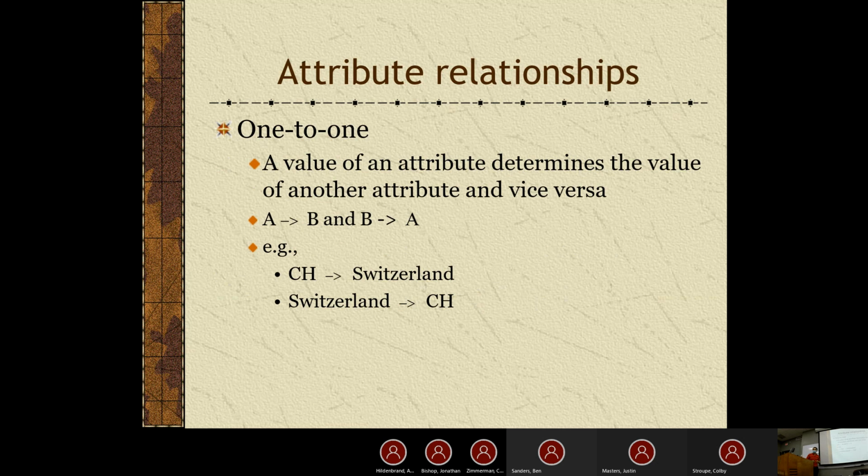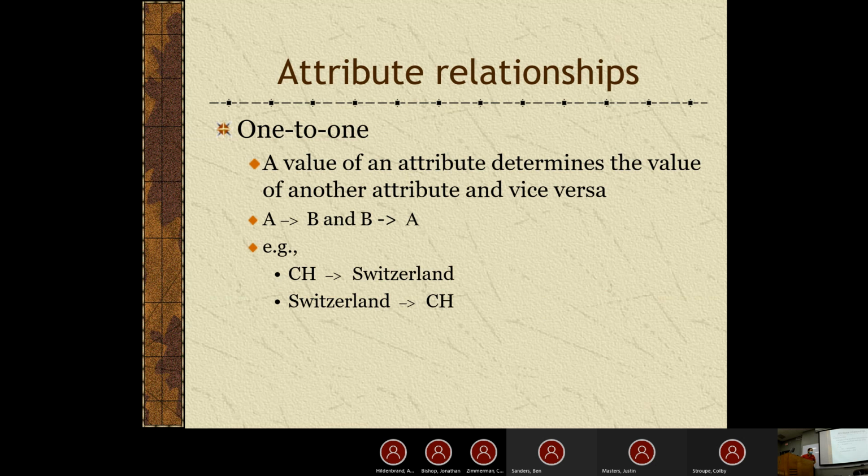Backing up a little bit, we talked about the one-to-one relationship. In terms of determination, it means that A only corresponds to B, and B directly corresponds to A. In this case, CH, I'm assuming that's the abbreviation for Switzerland, determines Switzerland, and Switzerland determines the abbreviation CH. So we're taking one thing and determining another. Think about this in terms of a student.